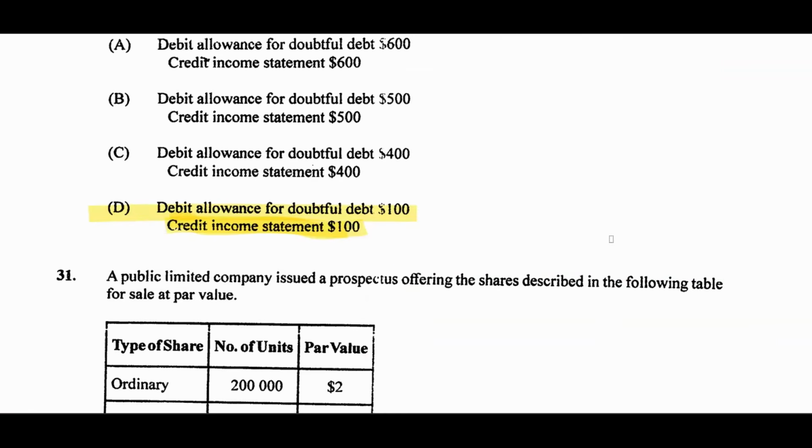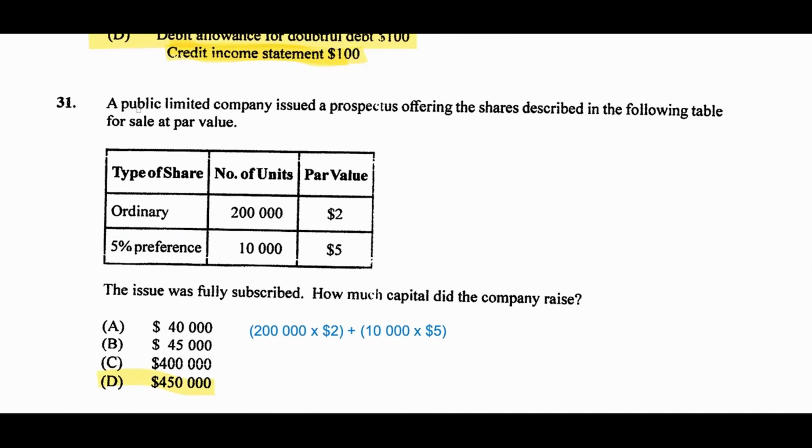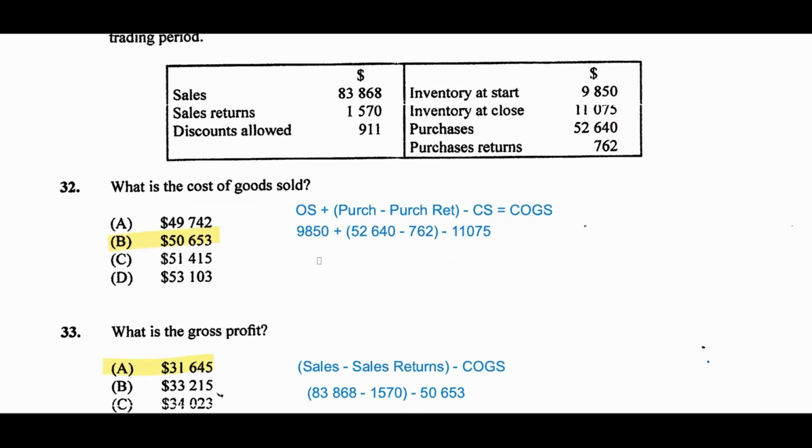Great. Time for us to move on to question 31. A public limited company issued a prospectus offering shares for sale. We have ordinary shares, 200,000 being offered for sale at $2. 5% preference shares, 10,000 being offered for sale at $5. The issue was fully subscribed. How much capital did the company raise? Well, guys, 200,000 by $2 plus 10,000 by 5. That's going to give us $450,000 as D. Moving on to question 32.